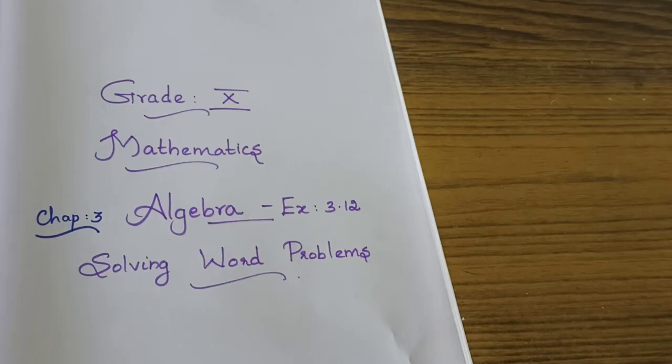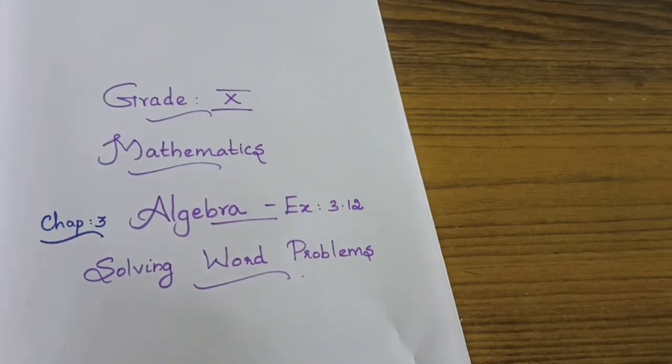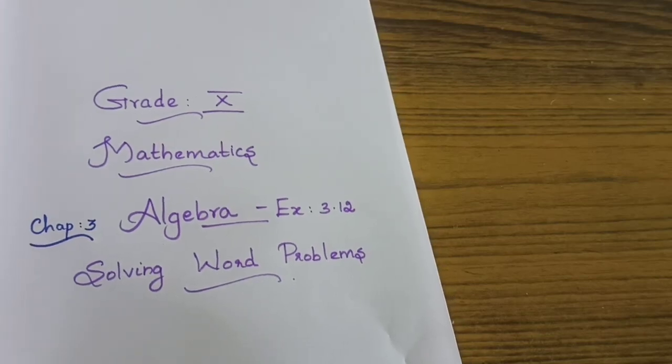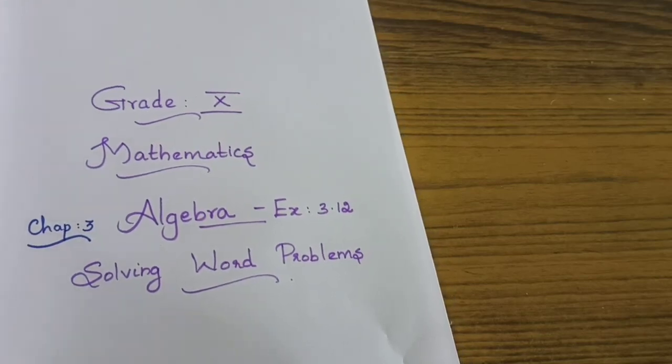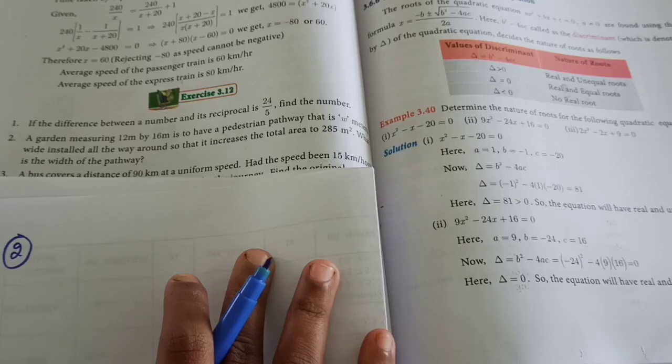The same chapter, Algebra, and today we are going to learn how to solve word problems, the remaining problems in exercise 3.12. Have you all got the answer for the first question in exercise 3.12? If the difference between a number and its reciprocal is 24/5, find the numbers. Okay, check the book back answer, and today we need to solve the remaining problems in exercise 3.12. Okay, let's start the class now.